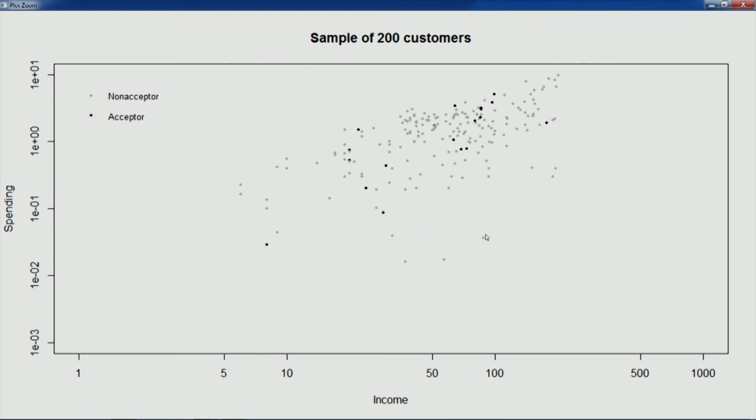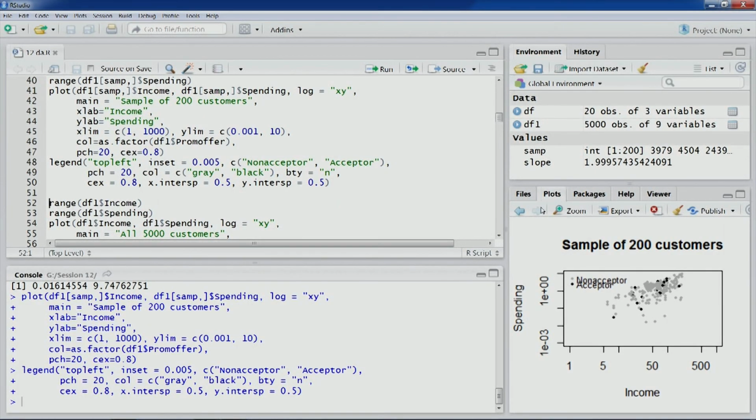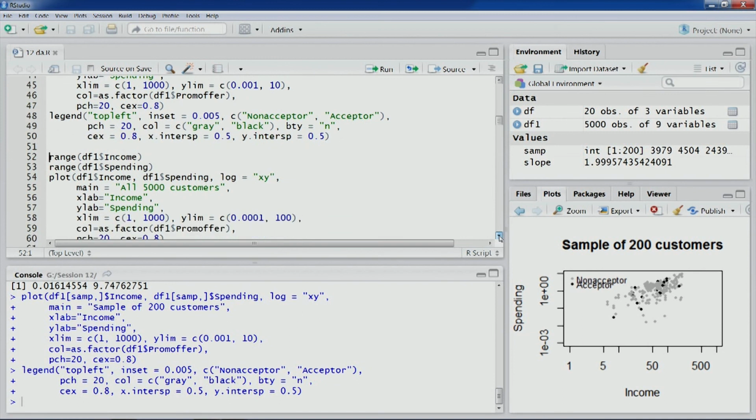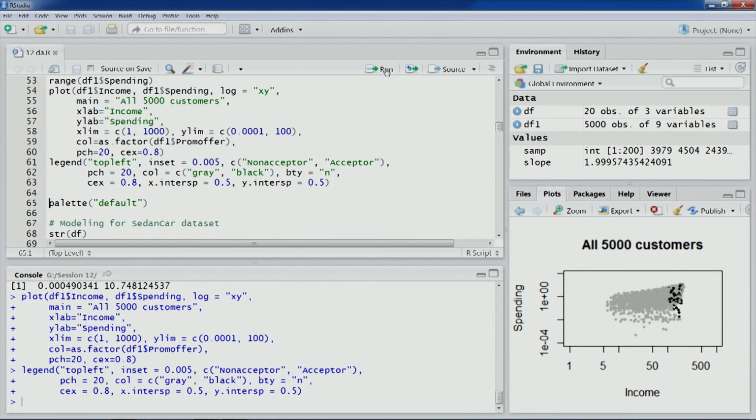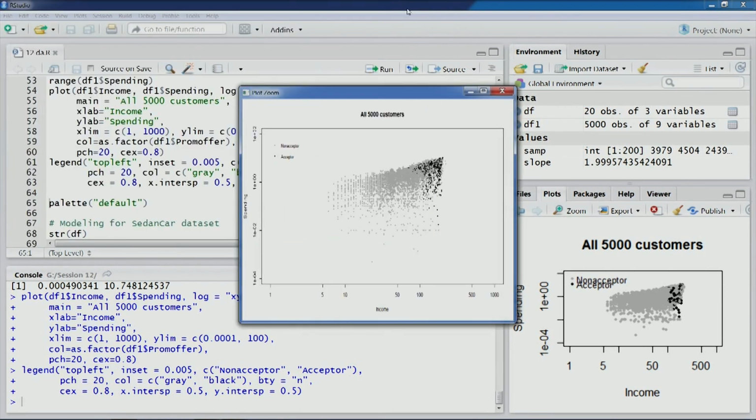In this particular case we can see that even though we have used only 200 points, both the groups are lying all around in a similar area, and separation is quite difficult here. Similarly, let us use all the observations instead of this sample. If we look at all the observations, this situation is even more difficult.